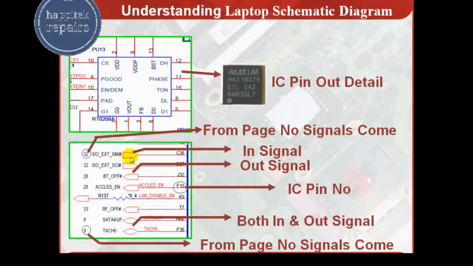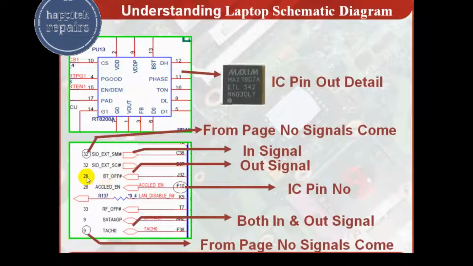This symbol is in, meaning it is coming to the IC from this page number. This page number has some IC, maybe any ICs. From there this signal is coming. That is the inward signal to this IC. This is your outward signal going from this IC.